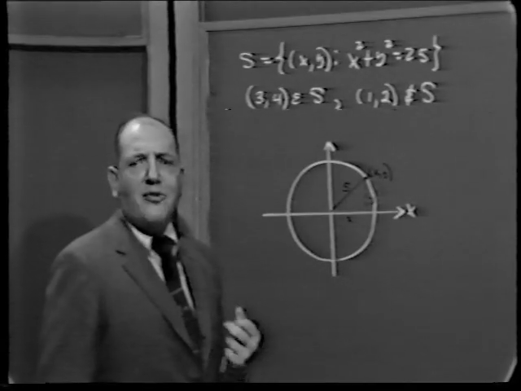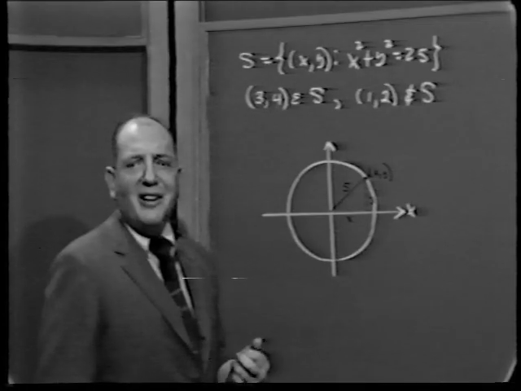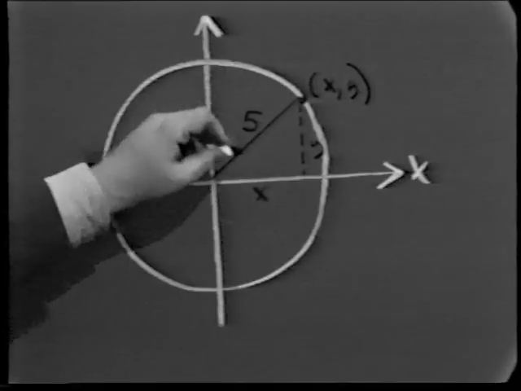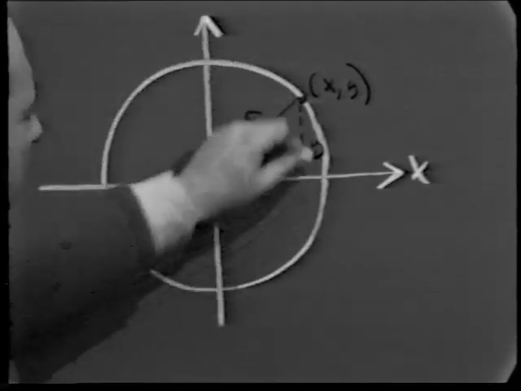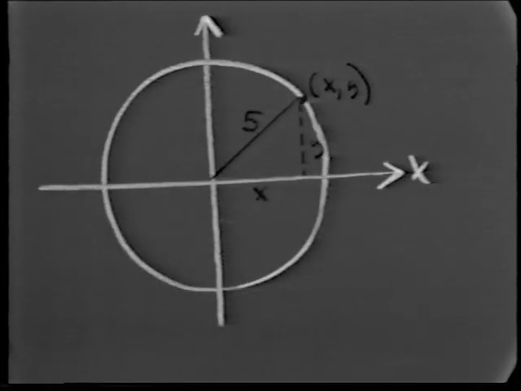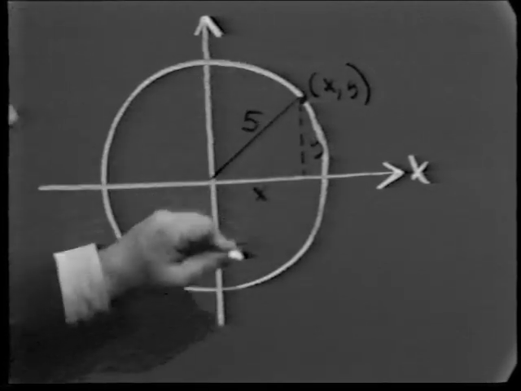As badly as I draw, x squared plus y squared equals 25 looks less like a circle than the circle I drew over here. You see, what we really mean is this. Consider all the points in the plane (x, y) for which x squared plus y squared equals 25. These are precisely the points on this particular circle.